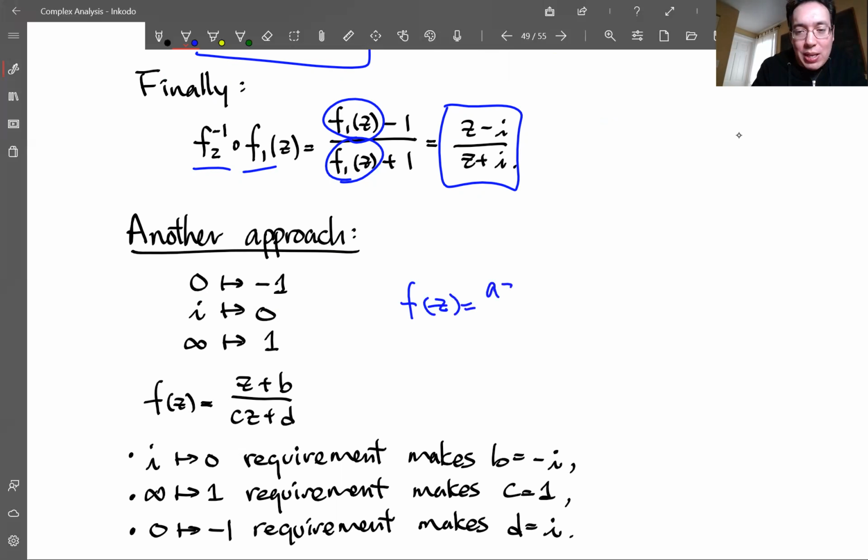So we have (az + b) over (cz + d). Remember, one of these coefficients could be just scaled to whatever we want.